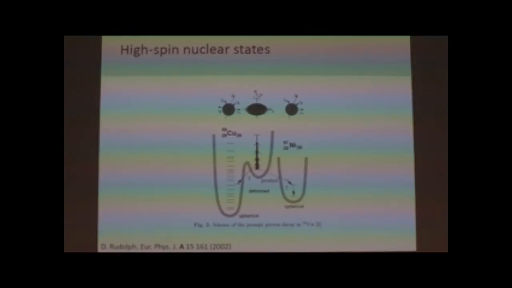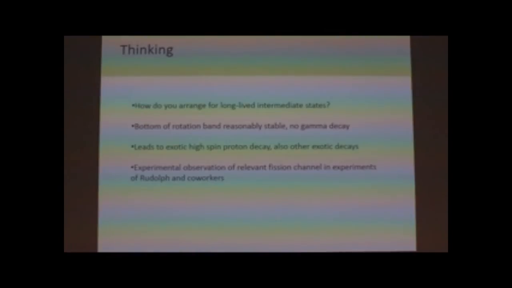But here it's seen, and not only do you see it, but you can tell from the angular pattern that the spin states involved are high. You're spinning, you're spinning, you're spinning, you fly apart, but you still remember that you were spinning before you flew apart. So I'm thinking about this: how do you arrange for the long-lived intermediate states? Well, at the bottom of the rotational band, it's reasonably stable. There's no gamma decay. And depending on what the decay time is for the proton decay or other fission channels, which can be long, they might be slow. So this might actually give you some states where you could march up and get a fission going.